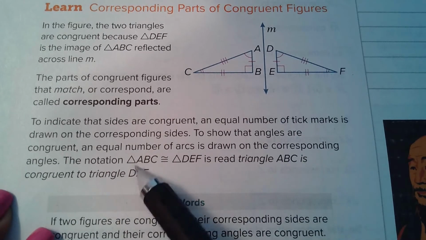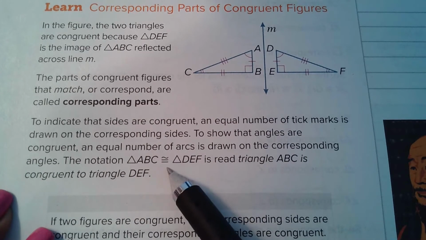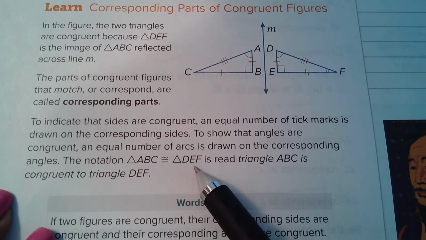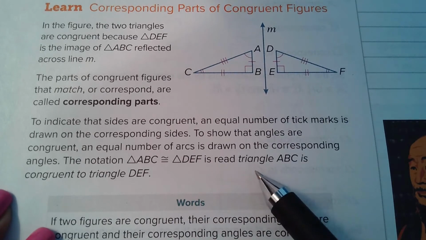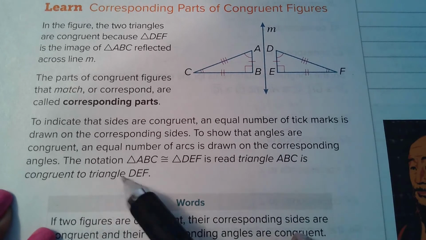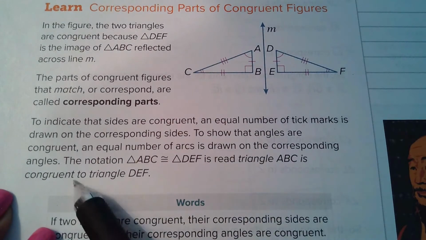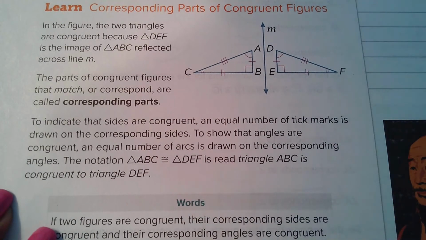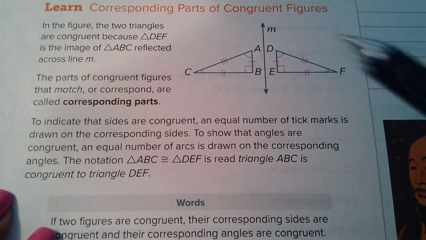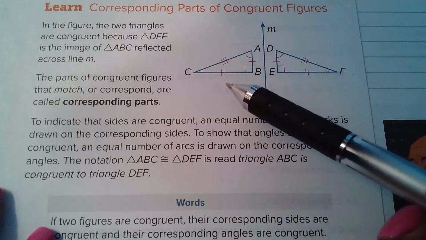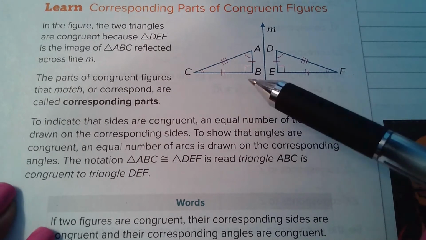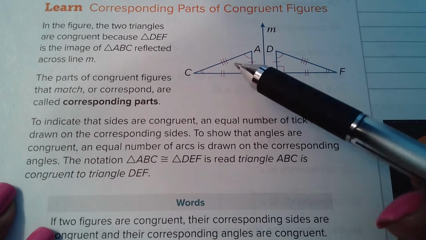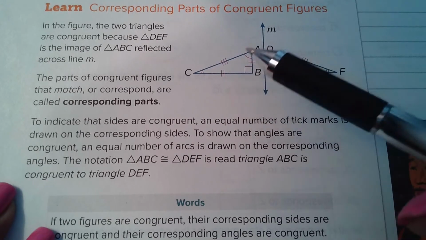The notation triangle ABC is congruent to triangle DEF is read triangle ABC is congruent to triangle DEF. So that's how it's read. This is how it would be written. All right. So again, because this is the most important part of this section, the corresponding parts, the sides will have an equal number of tick marks.